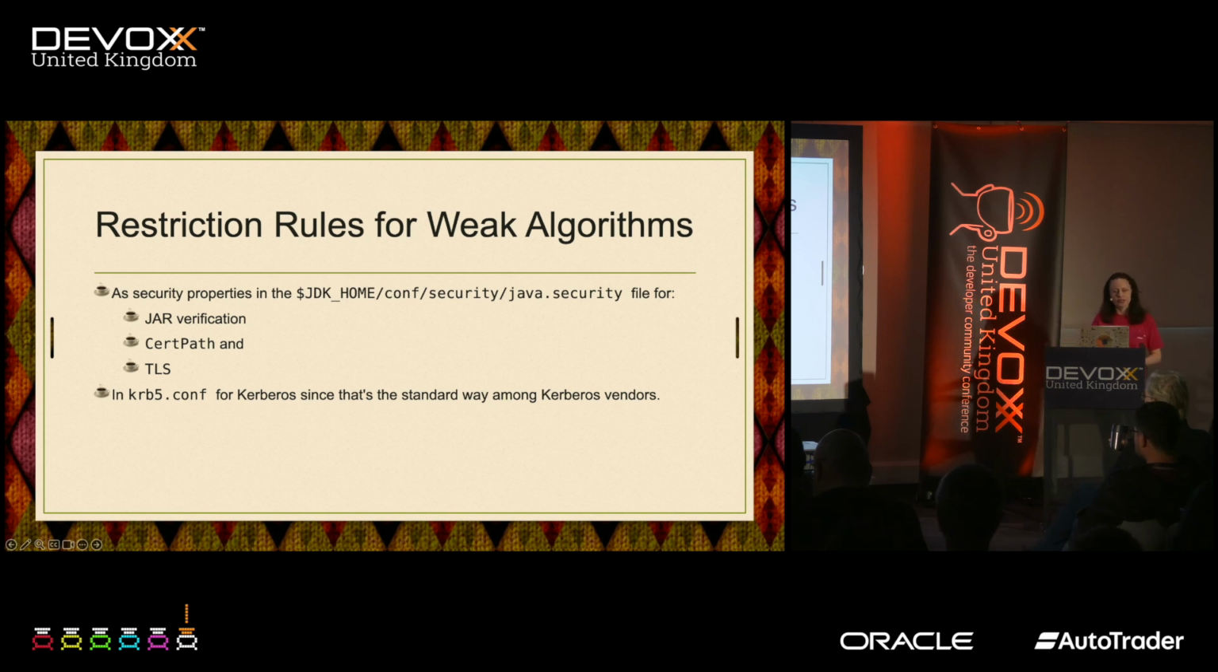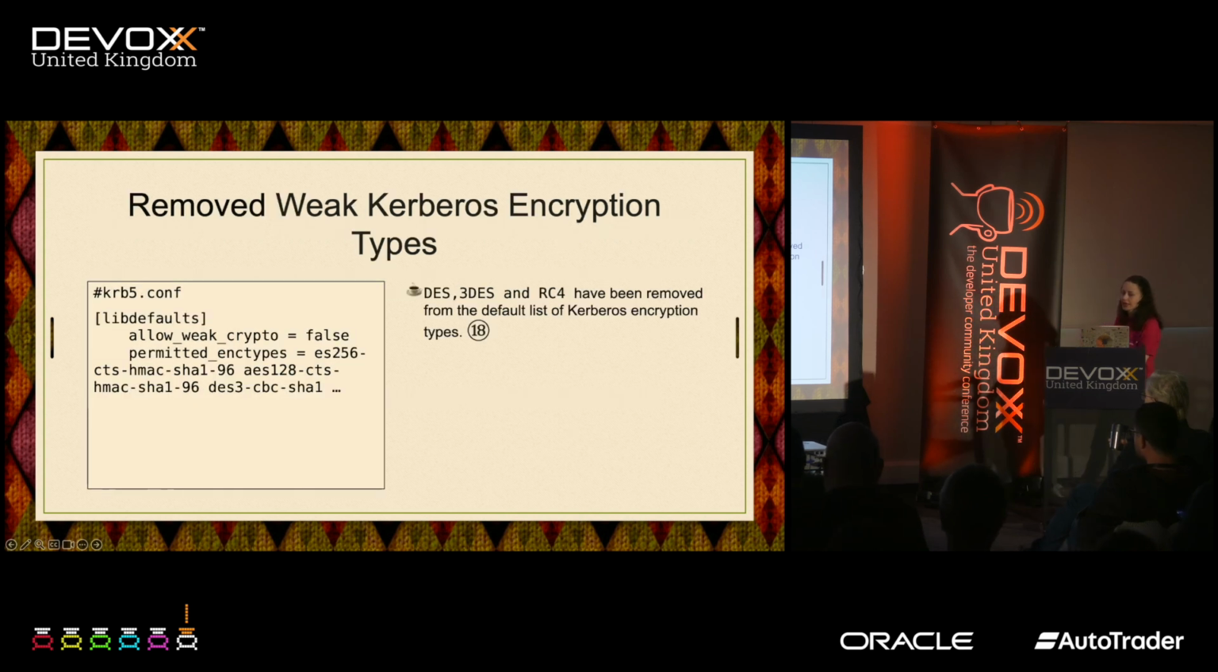But the configuration for Kerberos is in a krb5.conf file. And that's where you can add restriction rules for your weak algorithms. What happened is that DES, 3-DES, ARC4 have been removed from the default list of Kerberos encryption types. However, they were already disabled prior to the release of JDK 18, and would not be used.